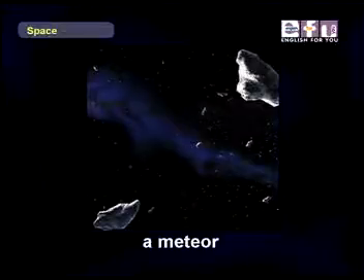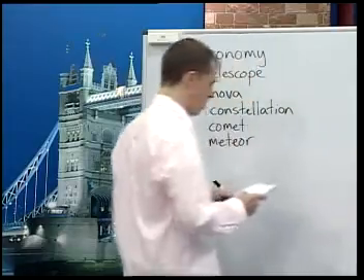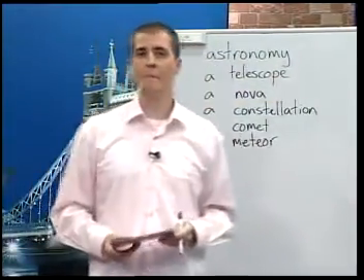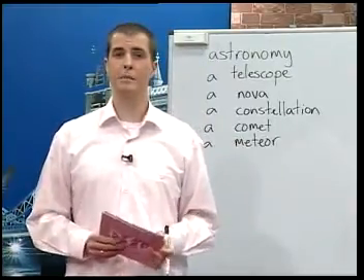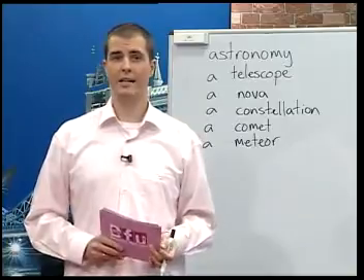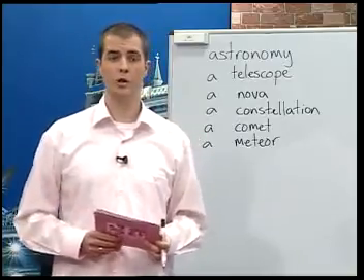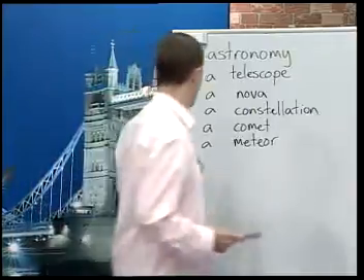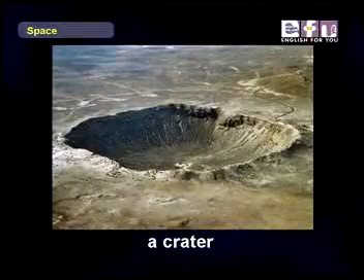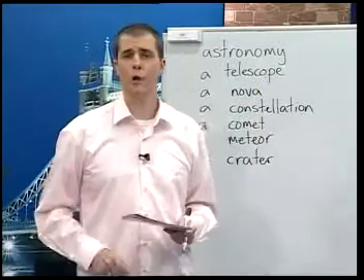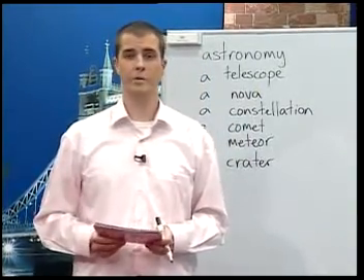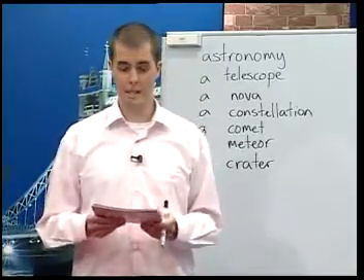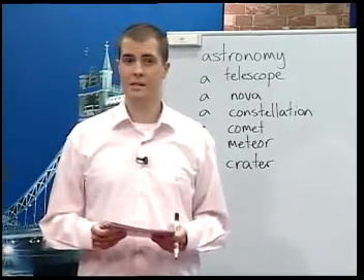Now, next we have a meteor. A meteor is like a comet, but it's a piece of rock or metal which floats through the sky in space, and it makes a bright line when you see it at night as it falls through the Earth's atmosphere. A crater. A crater is a round hole in the ground made by something that has fallen from the sky. For example, a meteor. There are many craters on the moon.